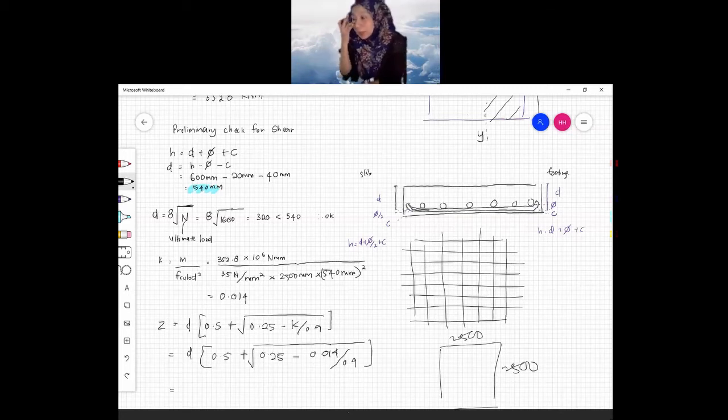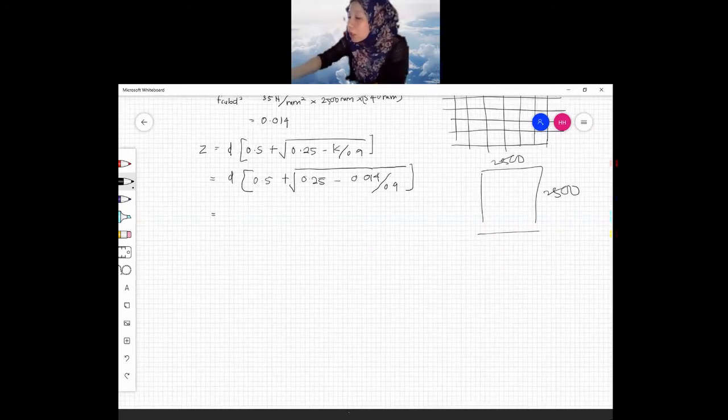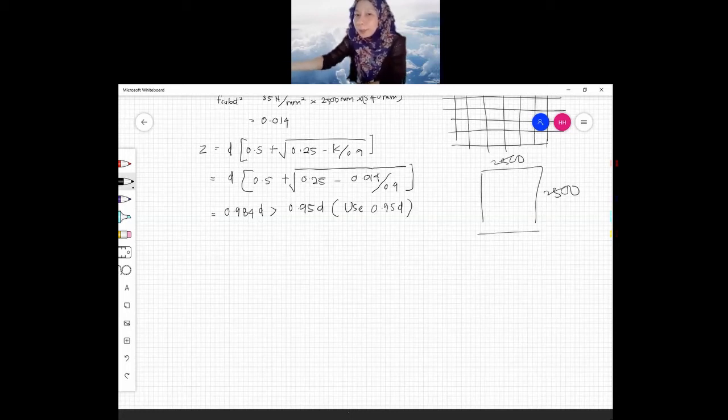So I got 0.984. So it is 0.984D. Okay. So this 0.984D, as usual, we need to compare with 0.95. And when we get the value bigger than 0.95D, we know we need to use 0.95D to calculate for AS. Okay.